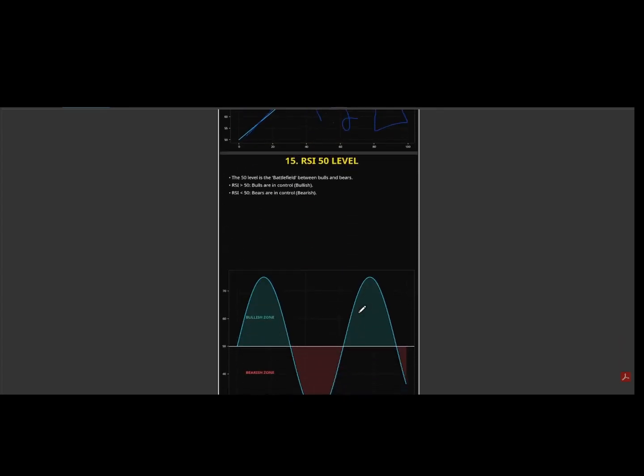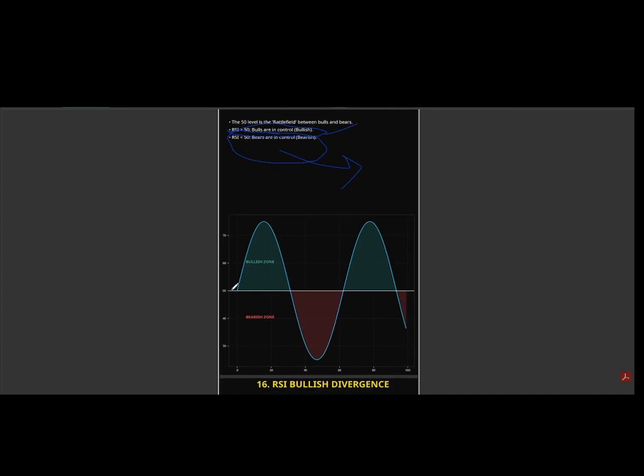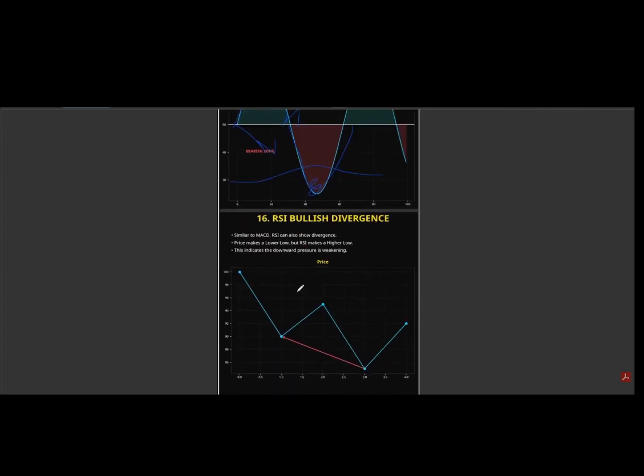Now what is the RSI 50 level? If RSI is above the 50 level, bulls are in control and you look for longs. If RSI is less than 50, bears are in control and you look for shorts. Here, this is a bullish zone, so your bias should be bullish. Below 50, it should be bearish. If it comes below 30, oversold. Above 70, overbought. In the middle, if it is below 50, look for sells. Above 50, look for buys.